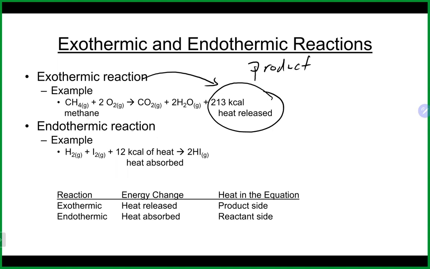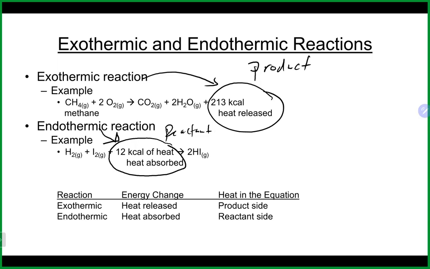Endothermic would be opposite. Since heat and energy is being absorbed, it is considered a reactant. So the left-hand side of the arrow. And that is typically how we will see endothermic ones written. Again, it may just be generically written heat or energy on the reactant side or product side. More often than not, though, in chemistry, a lot of times it's not really written into the equation.